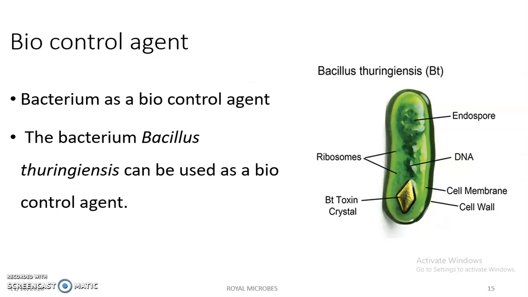Next is biocontrol agent. Bacteria can be used as biological control agents for controlling pests. For example, the bacterium Bacillus thuringiensis can be used as a biocontrol agent.